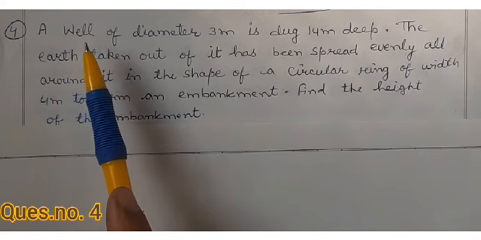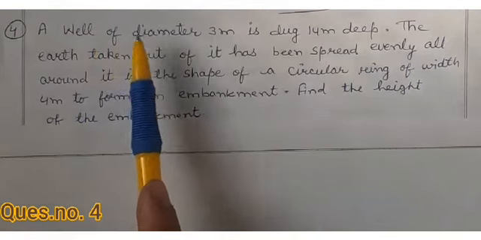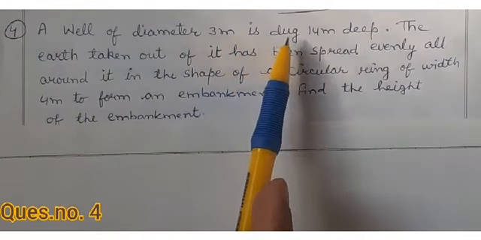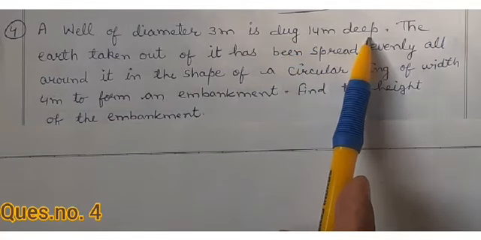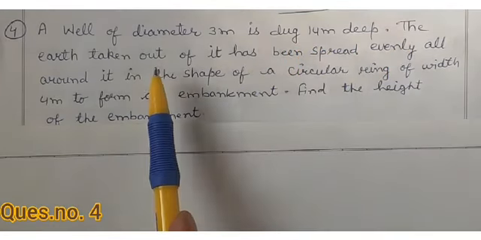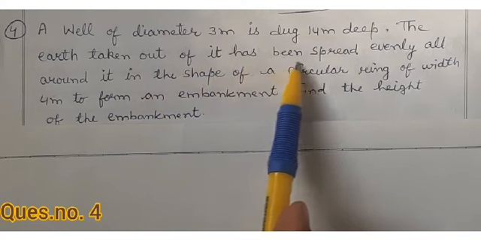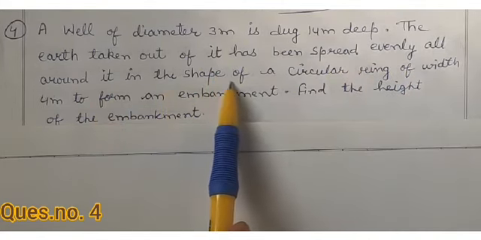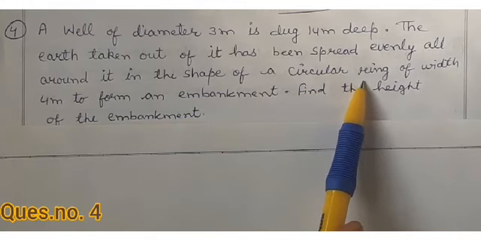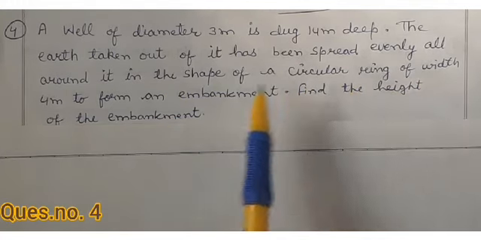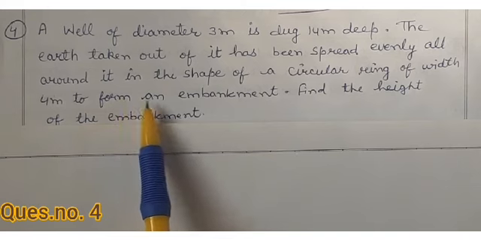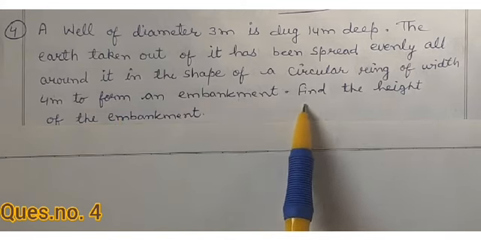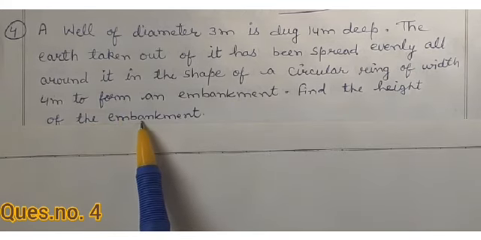Yes, the next question is, a well of diameter 3 meter is dug 14-meter deep. The earth taken out of it has been spread evenly all around it in the shape of a circular ring of width 4 meter to form an embankment. Find the height of that embankment.